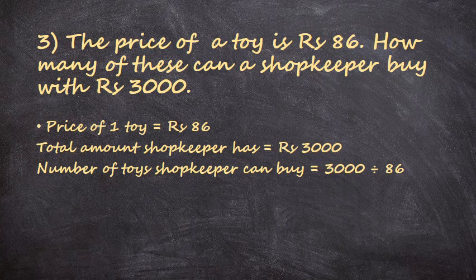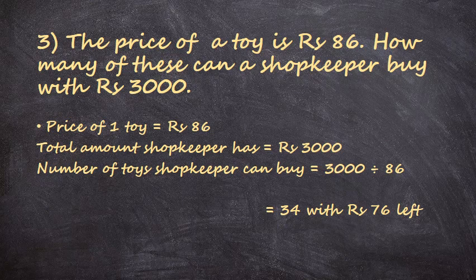Why have we divided 3000 by rupees 86? Because the price of one toy is rupees 86 and the total amount the shopkeeper has is rupees 3000. So in order to find out the number of toys the shopkeeper will buy, we are supposed to divide 3000 by 86. So we'll get the answer 34 with rupees 76 left.